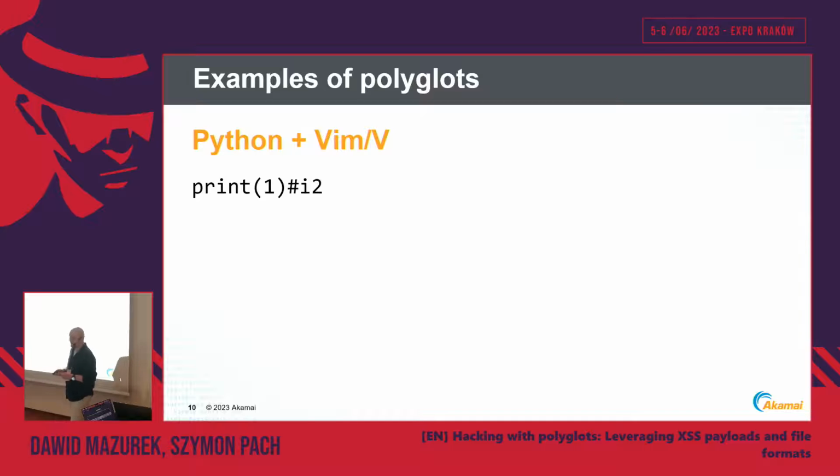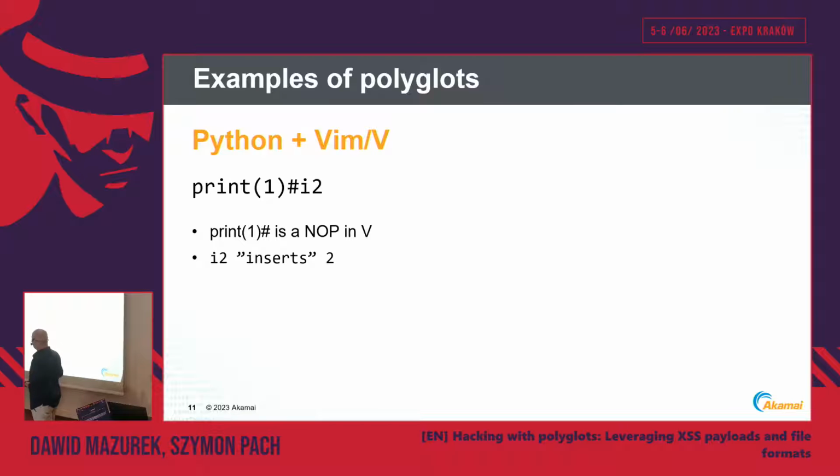Okay, so how does this work? In Python, of course, print1 will print 1 in the console, and the hash sign is commenting the rest out. So the 2 won't be doing anything. If we run this as V, then print1 and the hash sign are no-ops, which means no operation. They will do nothing. They will be skipped. And I is for inserting things, and it will insert 2 because 2 is after it.